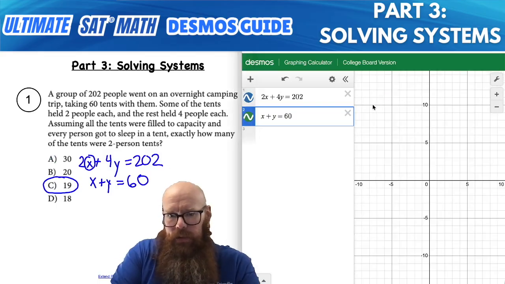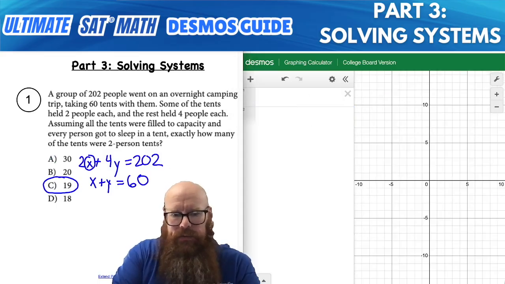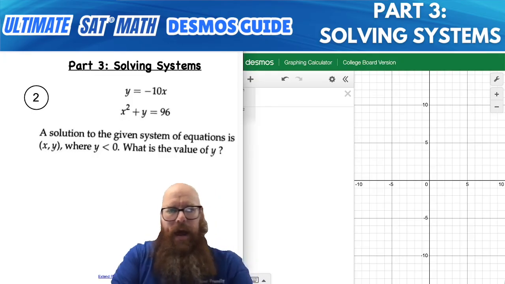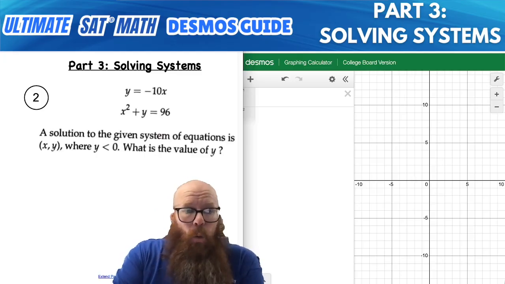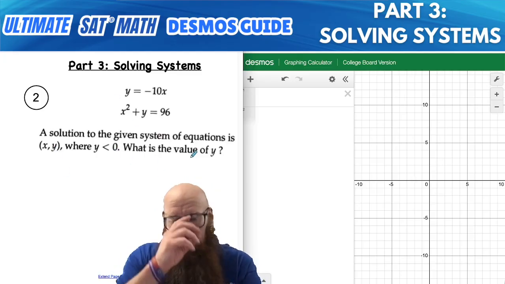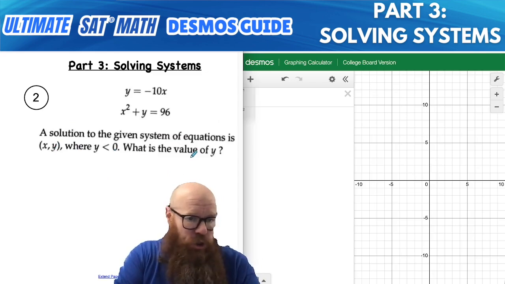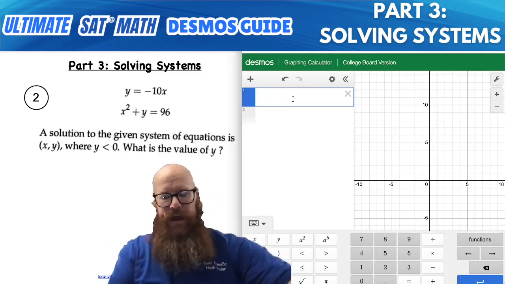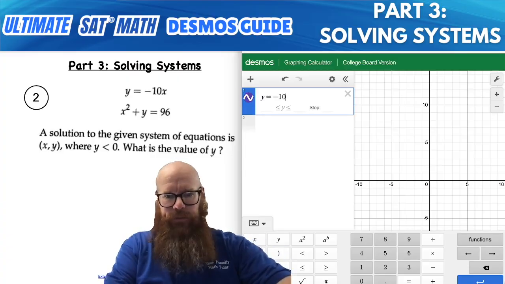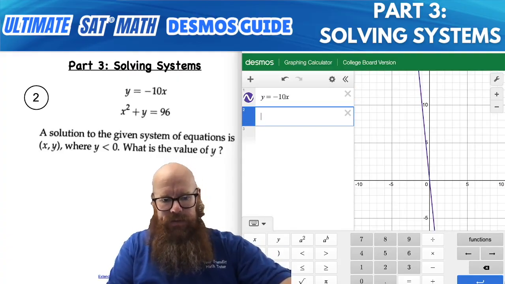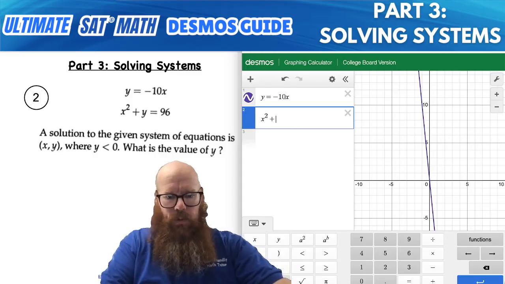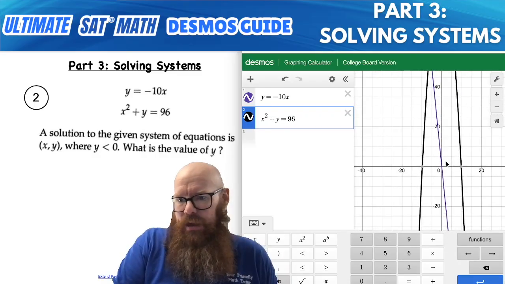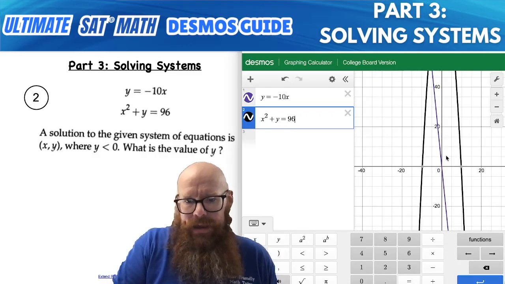All right. Let's keep it moving here and take a look at our next systems problem. Again, we could solve this using straightforward substitution methods. But if we're going to use Desmos, I just want to go over again how to do that. You just put them in separately, so it's really no different than the last problem. But there's something else I want you to look out for here. So x squared plus y equals 96. Now, what can happen is you can get more than one intersection point.